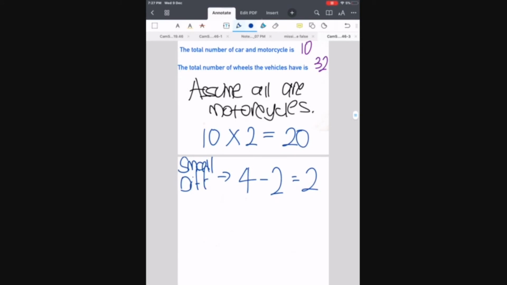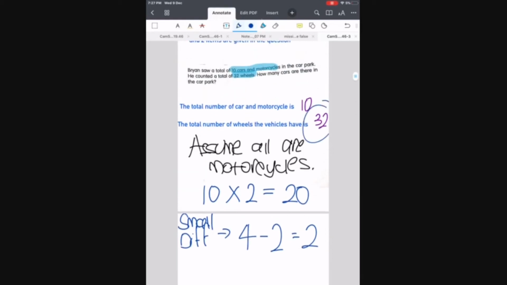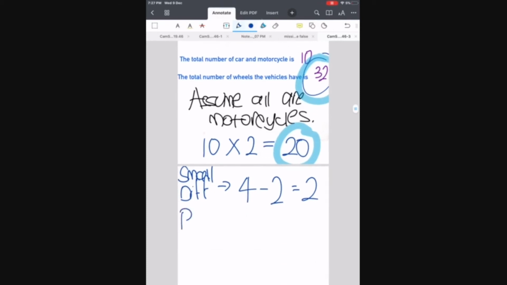After this, now we are going to find the difference between the number of wheels given in the question and the number of wheels we have found out after assuming all are motorcycles. That is 20. So 32 minus 20 will be the equation. This is also known as the big difference. So what we do now is 32, the original amount of wheels, and 20, the wheels after assuming all are motorcycles.